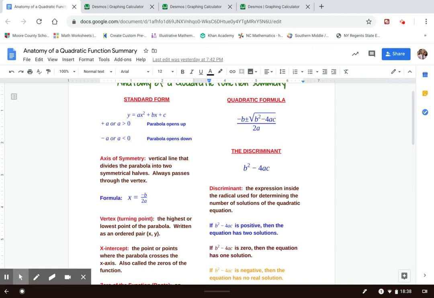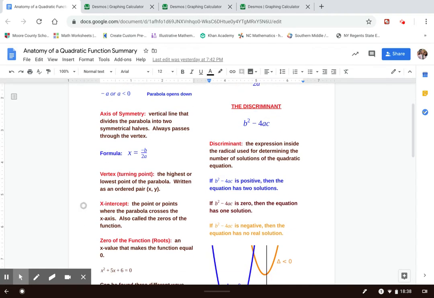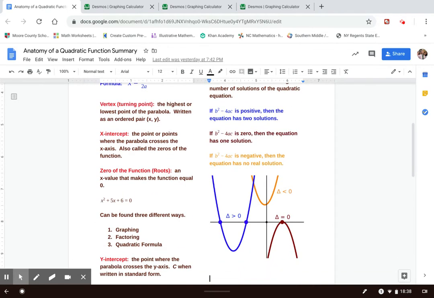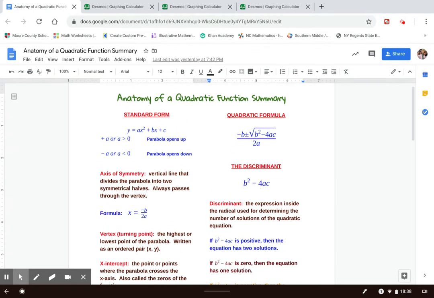So what we already know is what standard form is. We know how to find our axis of symmetry and our vertex. And we're learning more about finding the zeros of the function or the roots. And what we're going to do today is find the discriminant. And the discriminant is a portion of the quadratic formula. It's the number underneath the radical, b squared minus 4ac.